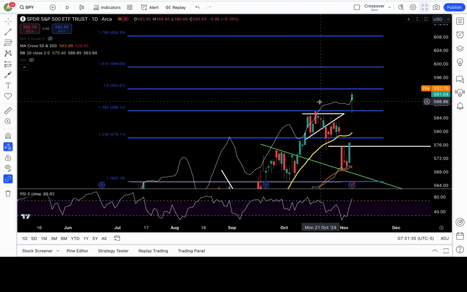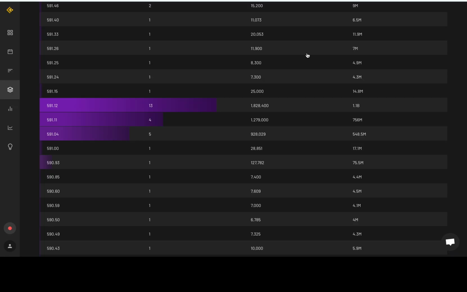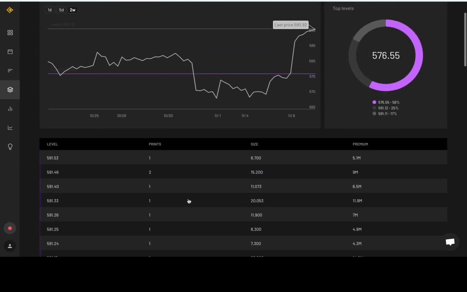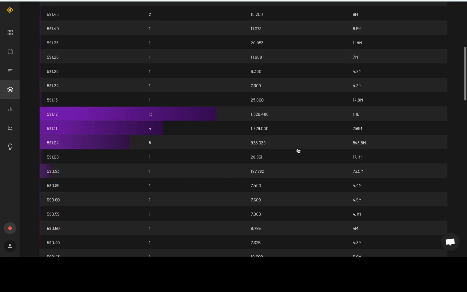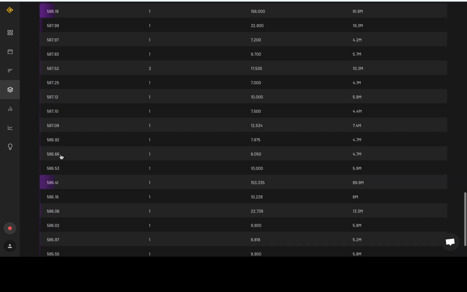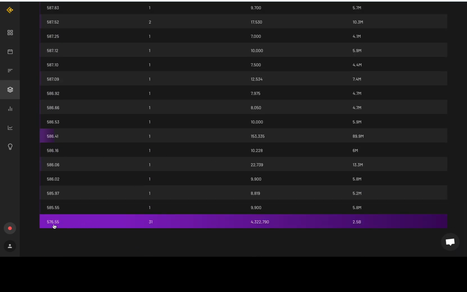So 591 is important. Not only is it one of my levels, but if you go to the dark pool levels, you guys asked for dark pool levels, at 591 we had $1 billion in premium, and over 500 million around that 591 level. So the big money players are also looking at the 591 level. They're also looking at 576.5.